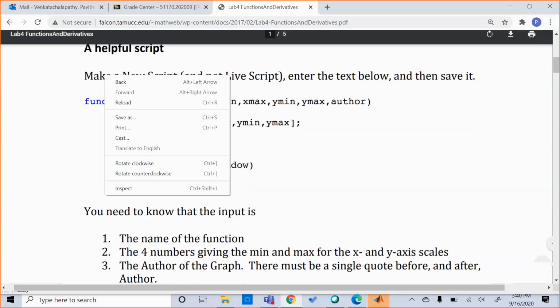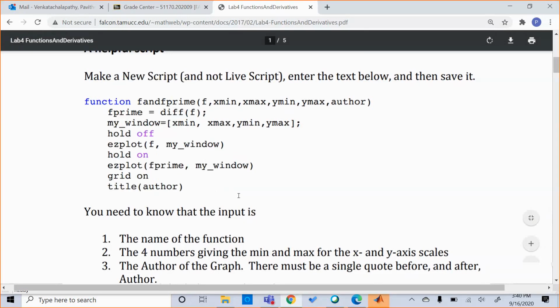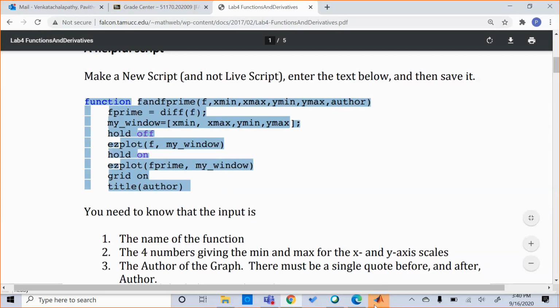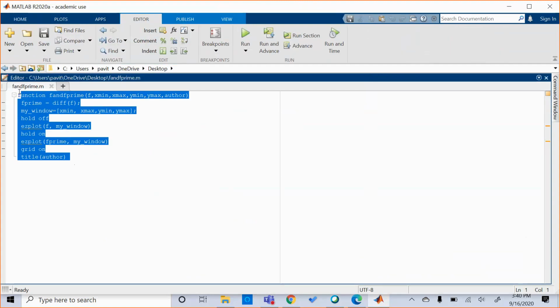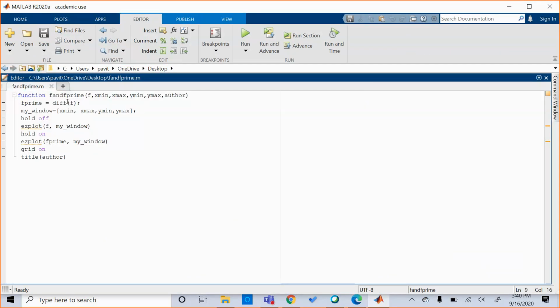Okay, so you have to copy it, Control C. You have to paste it here and go and save it. Okay, so this must be your script file. But it's not the live script. Whenever you define a function, whenever you want a new command, which is not a built-in command, if you want to create your own command, then you use script file for that. Okay? What you have to do is save this in the name of the function name.